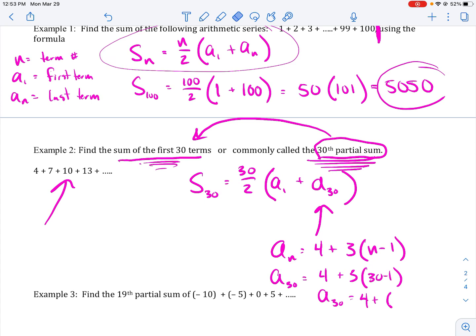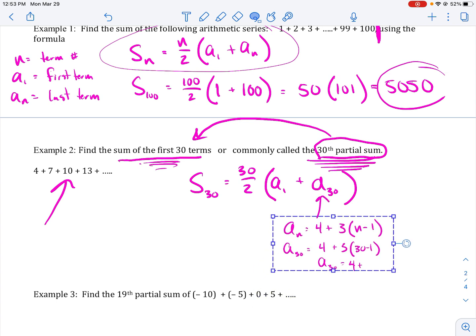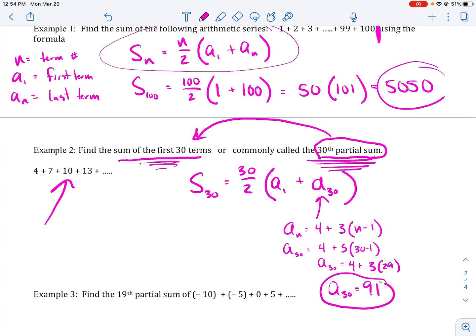Which is 4 plus 3 times 29, sorry. So 3 times 29 is 87, plus 4 is 91. The 30th term is 91. So we got everything we need. And so I just plug everything in here.